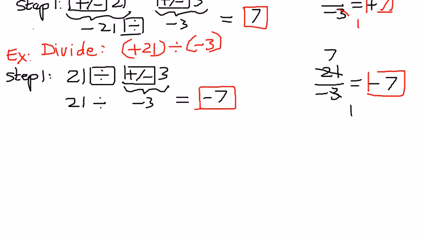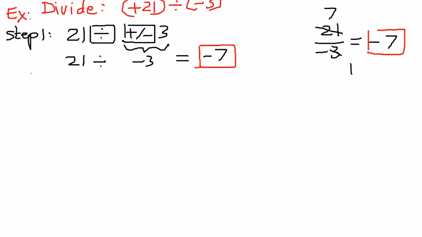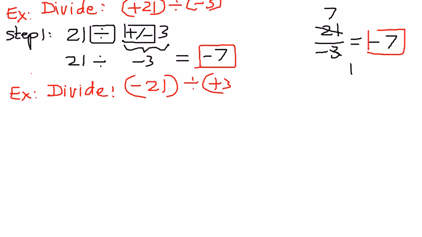Okay, good. Let's look at one more example here. This time, let me write this one down. Divide negative 21 by positive 3. This time we have a negative number in the numerator and a positive number in the denominator. So how do we do that?